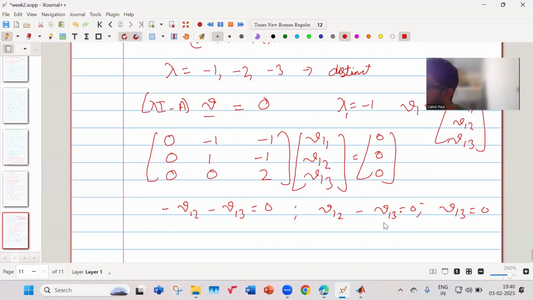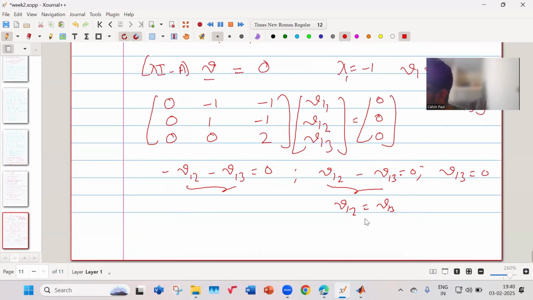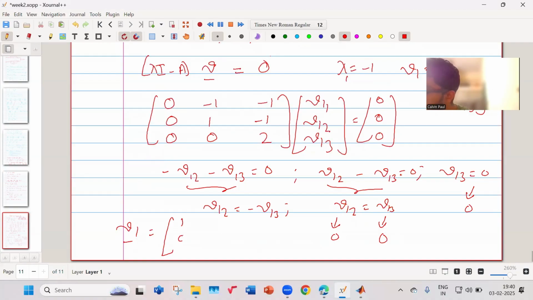So if you look at all these equations, if you solve this and this, what do you get? You get here v12 is equal to v13. And here you get v12 is equal to minus v13. So how is this possible? These two are possible only when v12 is 0 and v13 is 0. And here we have already proved that v13 is 0. So our eigenvector v1 bar actually is equal to 1, 0, 0.